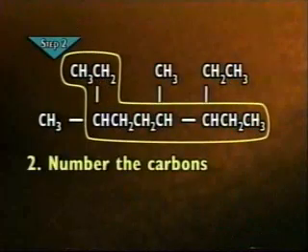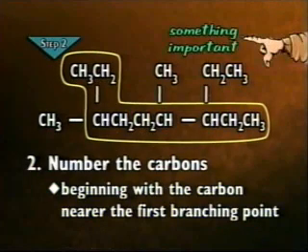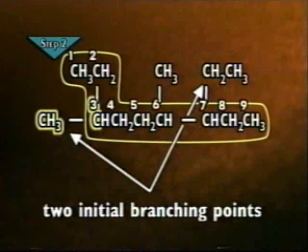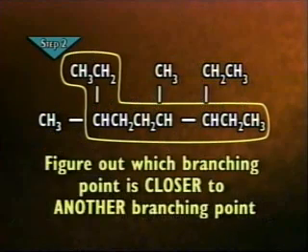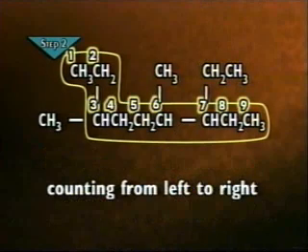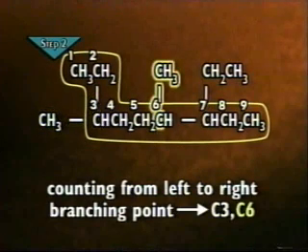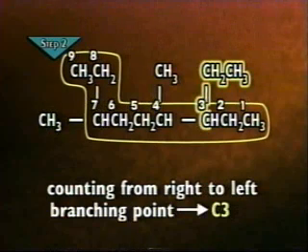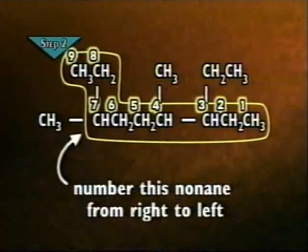Step 2. Number the carbons beginning with the carbon nearer the first branching point. We should point out something pretty important here. There are 2 initial branching points on the 3rd carbon in the chain, whether we're moving from left to right or right to left. What do we do? Figure out which branching point is closer to another branching point. Counting from left to right, there's a branching point at carbon 3, and then not again until carbon 6. Counting from right to left, however, the first branching point is at carbon 3, and the next branching point is at carbon 4. We'll number this nonane from right to left.